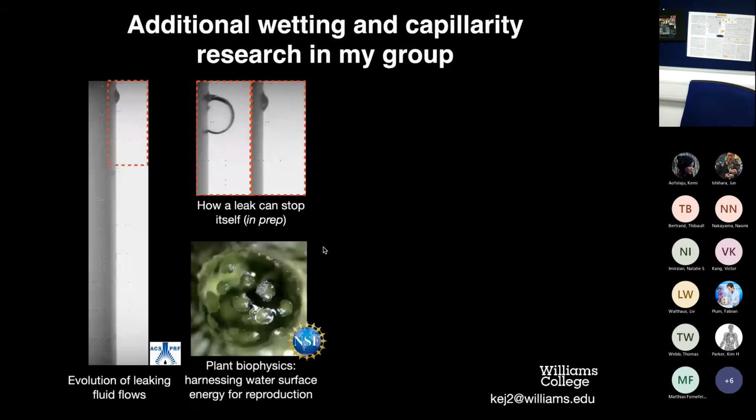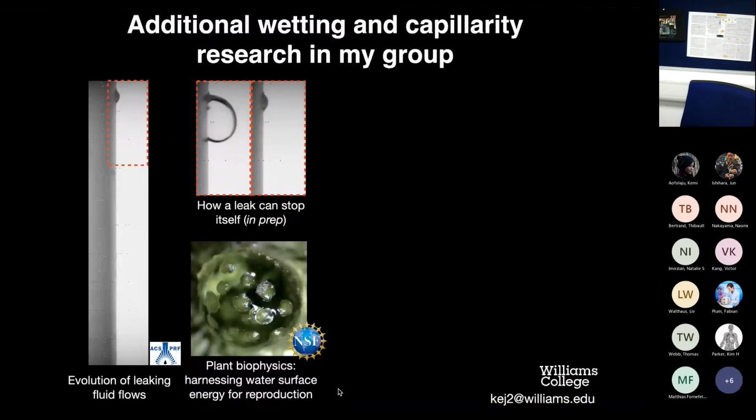I mentioned earlier this interesting sort of plant biophysics whereby these primitive land plants, Marchantia polymorpha liverworts, seem to be harnessing the water surface energy for their reproductive processes. And that's a new set of projects that we're working on now.